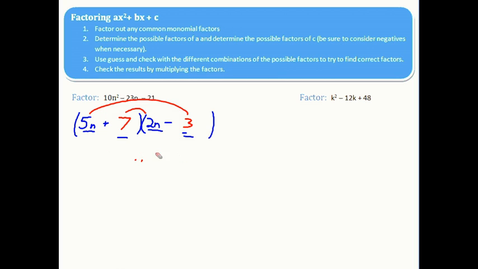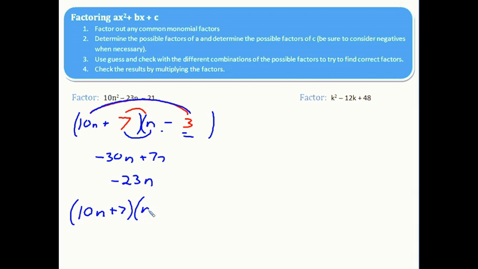I'm still pretty sure that it's going to be the 7 and the 3. So what I have to do now, I have another option for my first terms. I could use a 10n and a 1n. So now we're going to change the first n's to 10n and n, which will definitely give me the 10n squared. So now let's check this. Here I have negative 30n and a 7n, which does indeed give me negative 23n. So that's the correct solution. So it is 10n plus 7 times n minus 3.